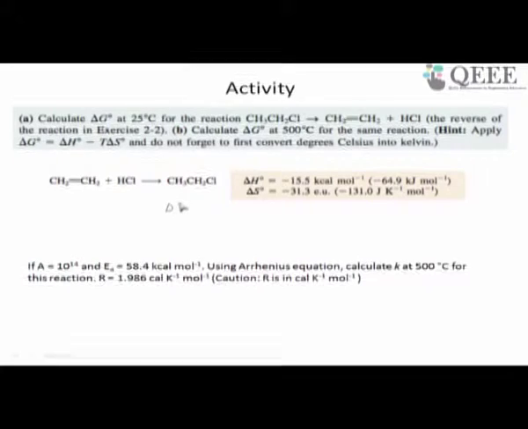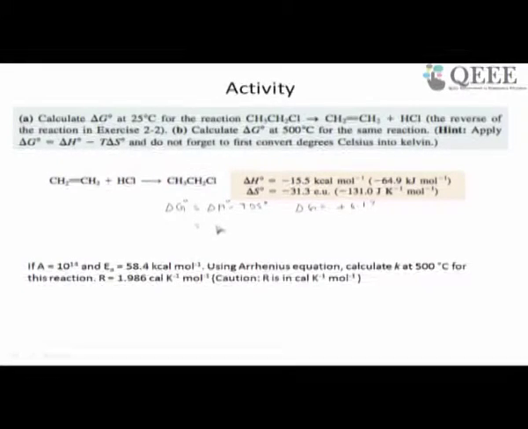Since we have already done it before, just reversing the signs, you can substitute in delta G equal to delta H minus T delta S. If you do that, you get delta G equals plus 6.17. So this means this reaction is thermodynamically unfavorable. Now the question here is, calculate the delta G at 500 degrees for the same reaction. So simply what you need to do is substitute the values.